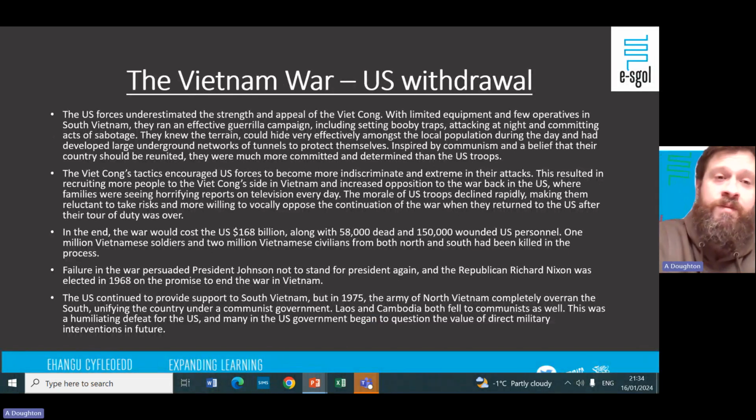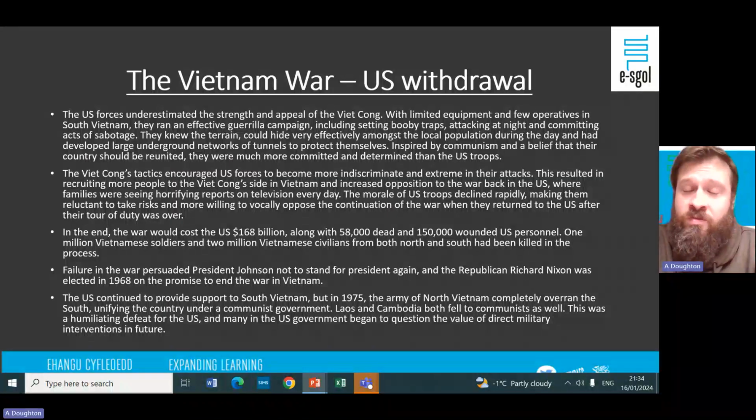So the last aspect of this then is their withdrawal. Okay, clearly this war is not going well for the US based on their strategies. They're losing support at home with stories like the My Lai massacre of atrocities committed by the American soldiers. And the US underestimated the strength and appeal of the Viet Cong.